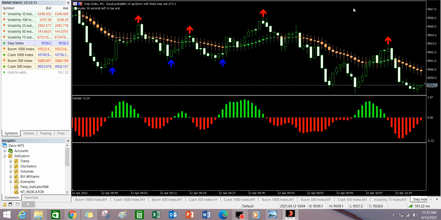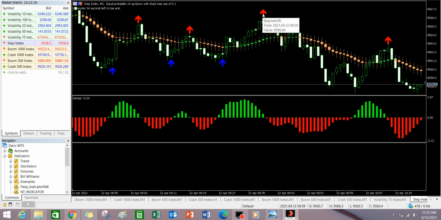And the good thing about step index is it is very steady. The movement is steady. It is not as volatile as volatility 75, and it will always take you to profit if you are on the right trend. So you can follow the trend I have shown you in this video so that you will trade it successfully. And the good thing about it is your arrows can also guide you.